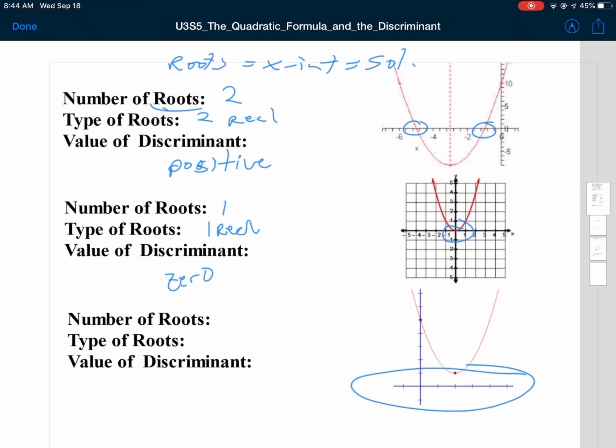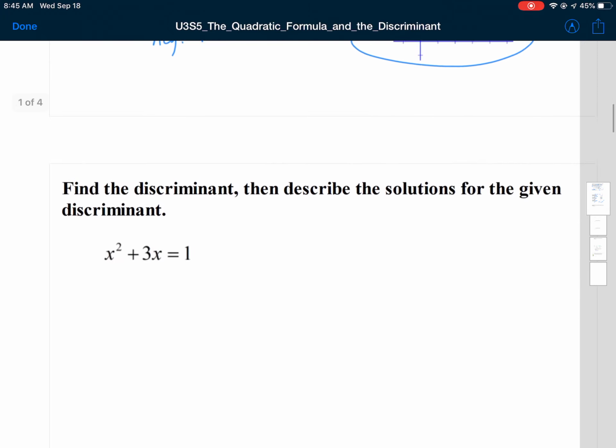Now, since it doesn't cross the x-axis at all, there's 0 x-intercepts, but there are still two roots. It's just that there's going to be two imaginary. And your discriminant is going to look like a negative number this time. So you've got a positive number, you get 0, you get negative. Those are your three options.